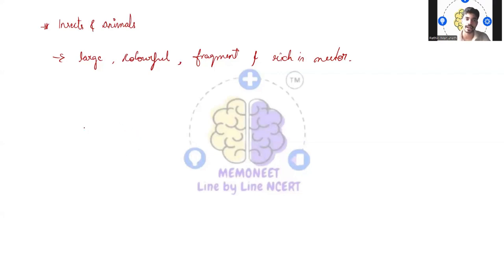Another general point is that the pollen grains should be sticky. The basic thing is that the pollen grains should be sticky, lightweight, and easily carried by the animals, insects, and all. Okay. So in this way, pollination normally occurs.